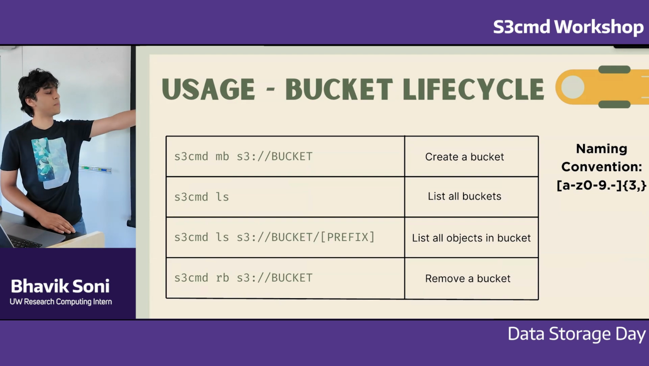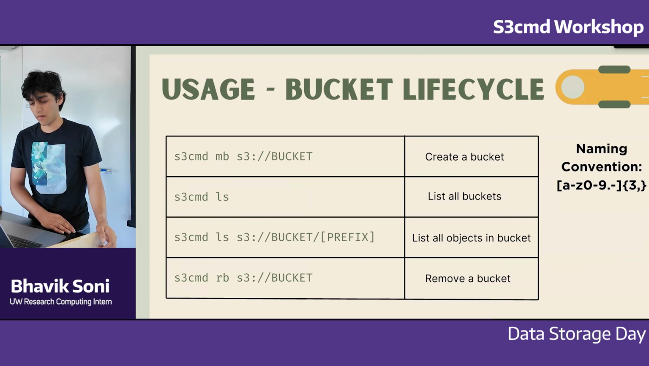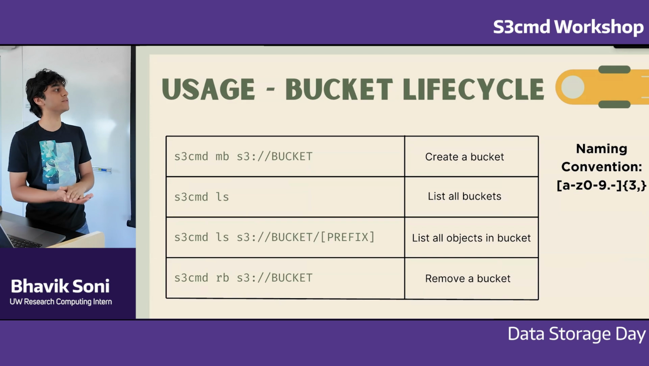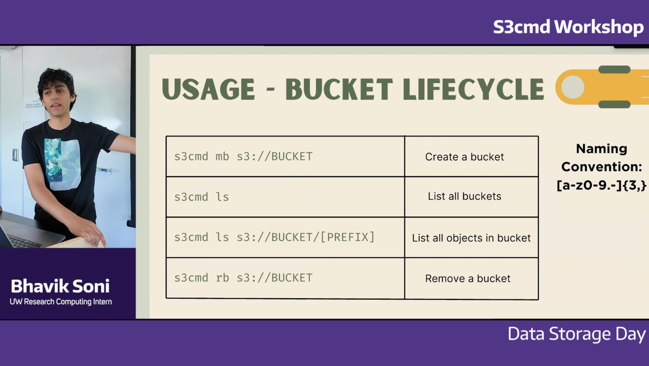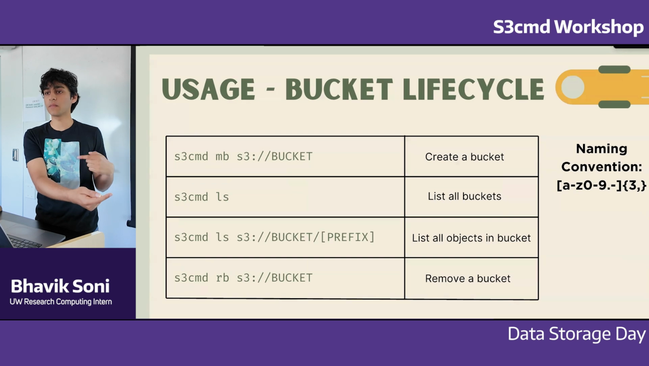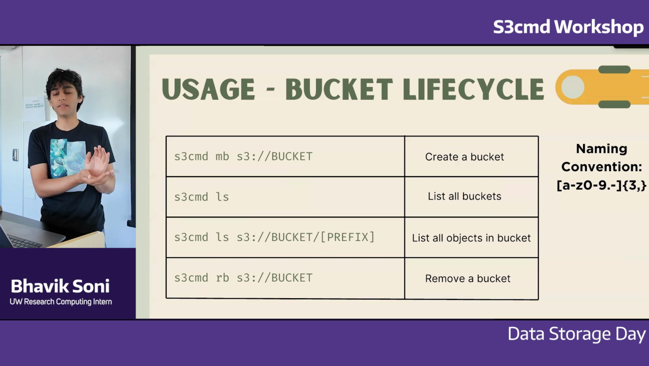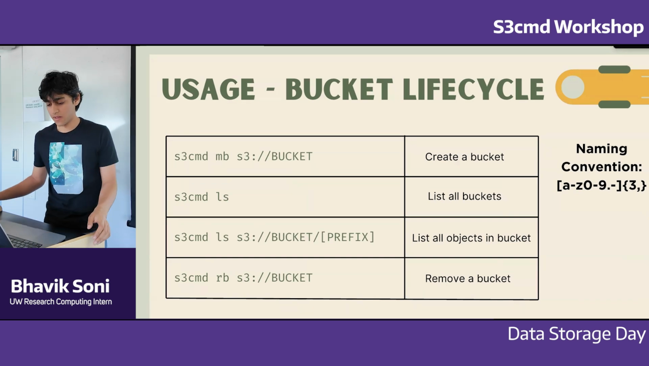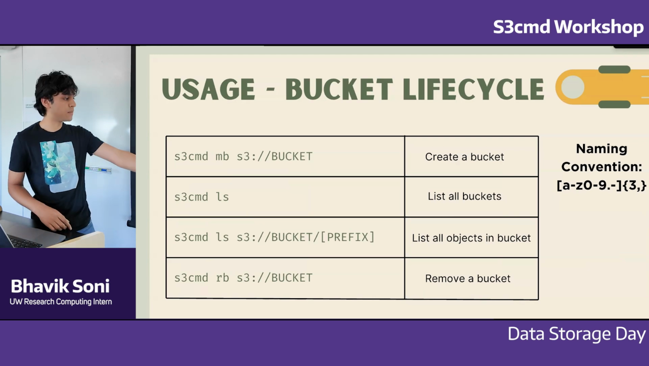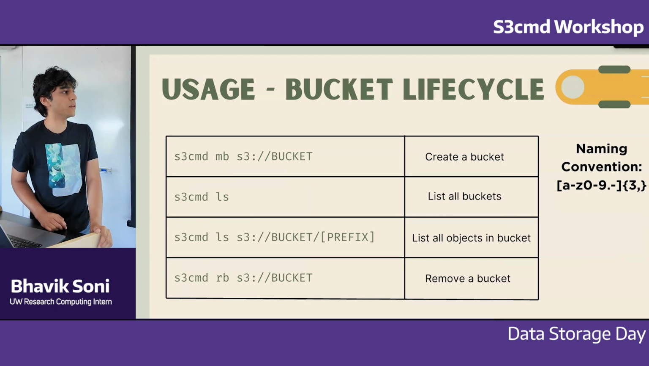The commands themselves are relatively intuitive. MB is for make bucket, ls is to list buckets. If you list on a bucket, you list all the objects within the bucket, kind of like a directory. So if my data file has all the files, and then you can remove a bucket as empty with RB.